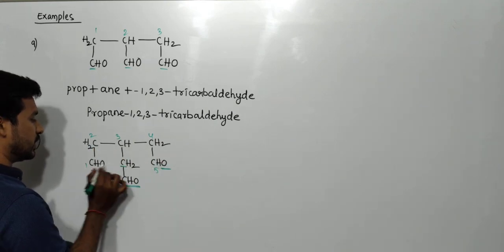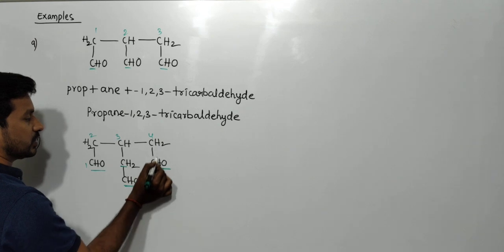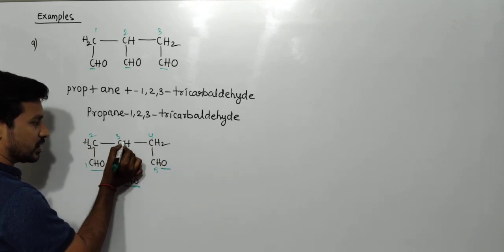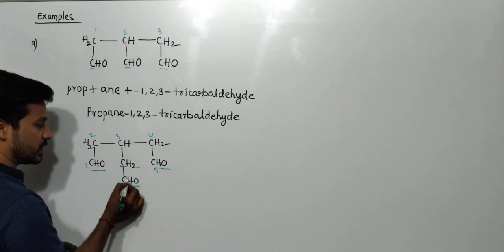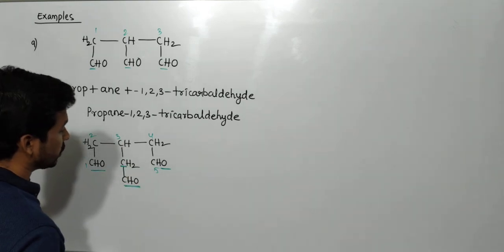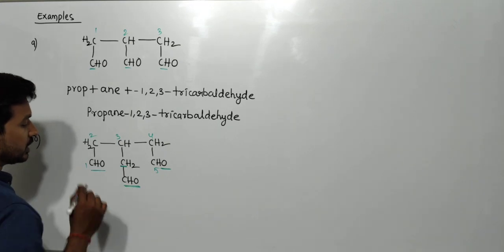See, this is our parent chain. This one is in the part of the parent chain. This is not directly attached with the parent chain. Between the parent chain and the functional group, some other group is there, a CH2 group. That's why you can neglect this one.